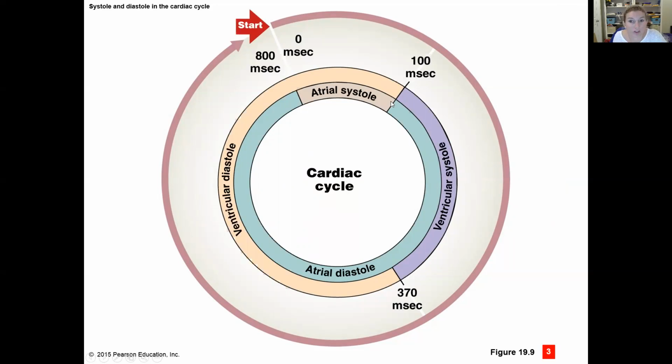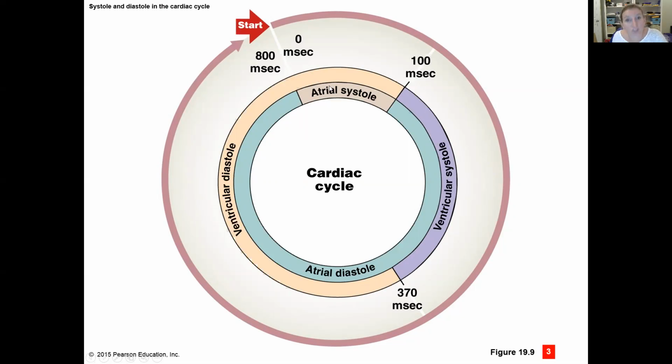After our atria contract, our atria are resting, right? This inner green line is atrial diastole. Our ventricles are contracting, ventricular systole, right? After the ventricles contract, everything's relaxing, right? Look, atrial diastole, ventricular diastole. For more than half of the cardiac cycle, our heart is just in a state of relaxing. Nothing's pumping. Then the atria contract, and they rest, and then the ventricles contract, and then everything relaxes.